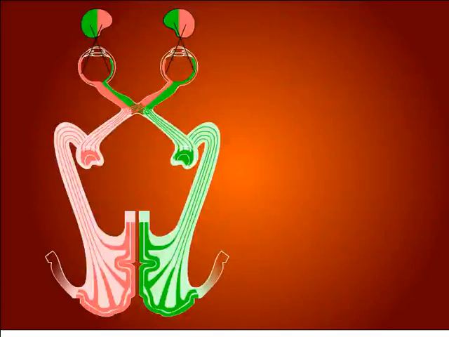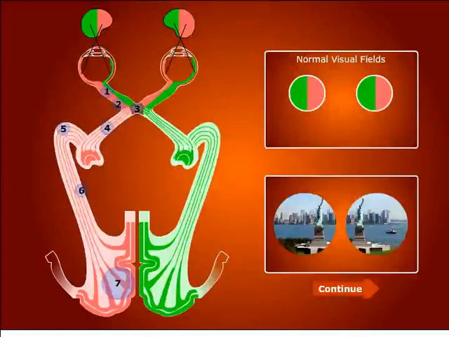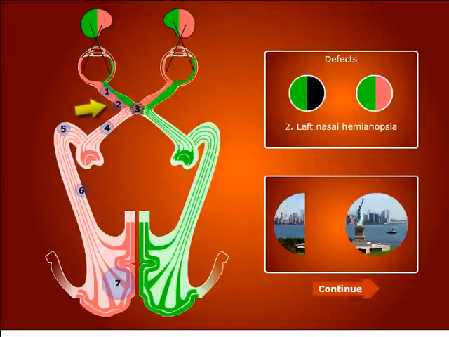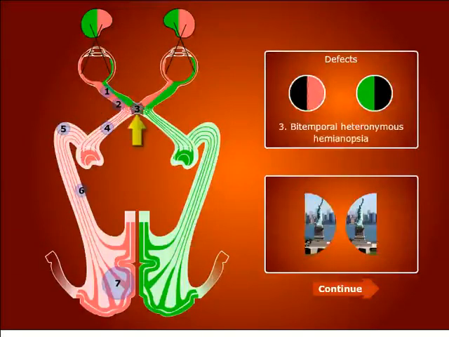Visual field defects. This image illustrates the normal visual fields. A lesion in the left optic nerve causes loss of vision, or anopia, of the left eye. A lesion at the lateral aspect of the optic chiasm produces ipsilateral nasal hemianopsia. In this case, a lesion on the left lateral side of the optic chiasm results in left nasal hemianopsia.